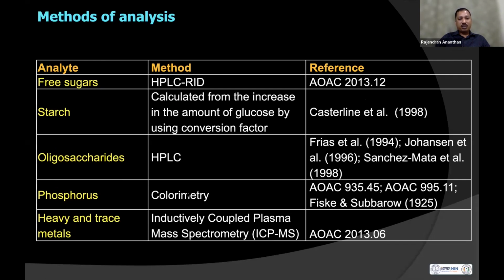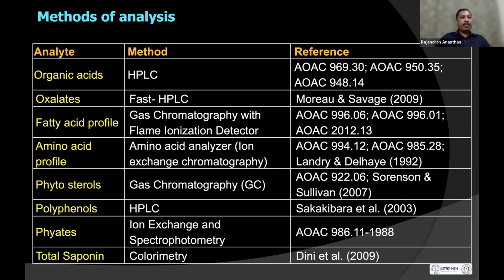And of course phosphorus, this is one of the important parameters to be discussed in today's presentation of the meeting. We use the colorimetry method, one of the gold standard methods, the Fiske-Subbarow method. And for heavy metals and trace elements, this is the best method to estimate at a very sensitive level, up to the ppb level: inductively coupled plasma with mass spectrometry, using the AOAC method.